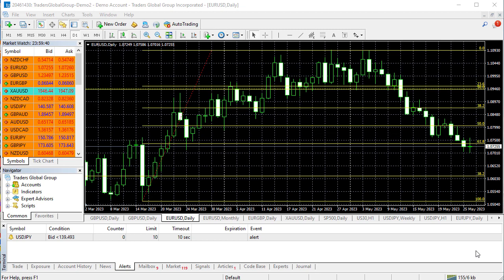Okay, so this is the Euro USD chart. I'm going to actually look at USD CAD, AUD USD, USD JPY, and Euro USD, and then Pound USD. So let me start with USD CAD.